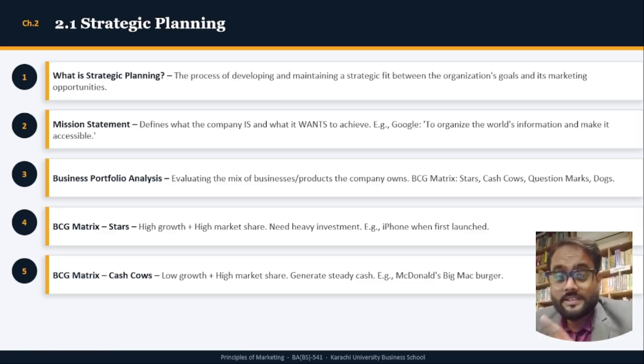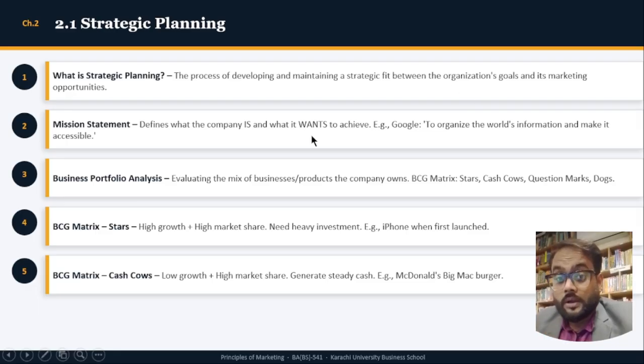Strategic planning is the process of developing and maintaining a strategic fit between the organization's goals and its marketing opportunities. That's known as strategic planning.